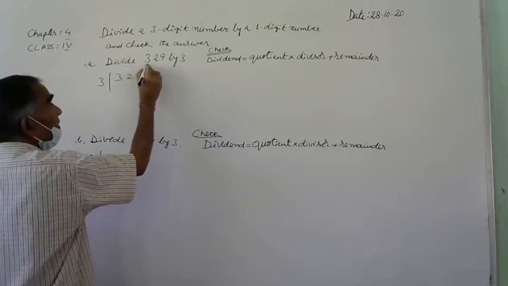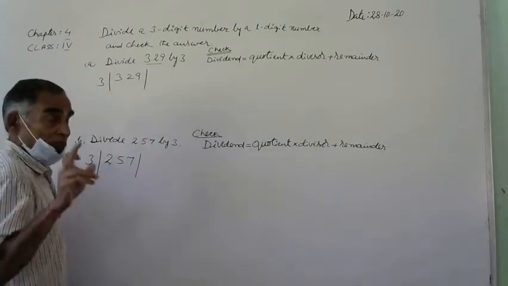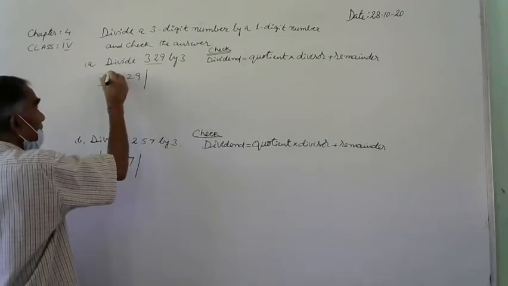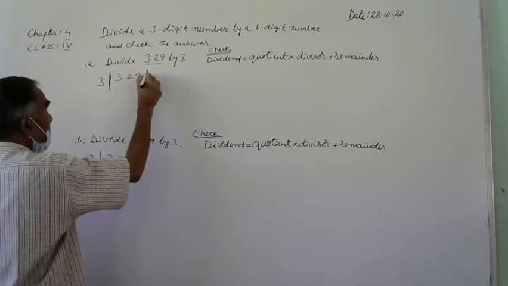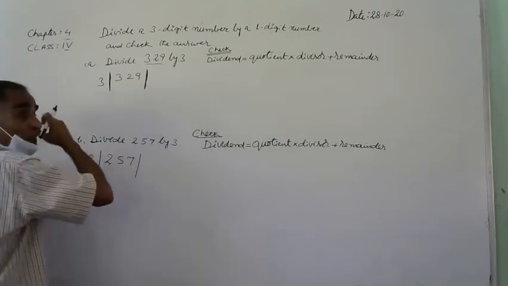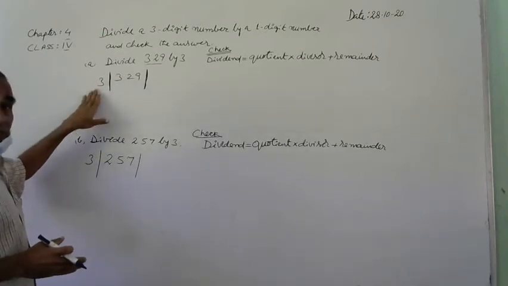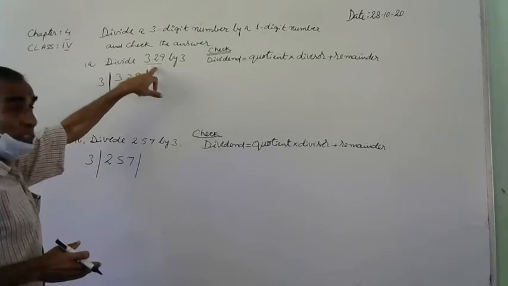This 329 is called the dividend. This 3 is called the divisor. You have to remember. You write 329 and draw two lines on both sides of it, like this. Then on the left side of the dividend, you write the divisor. Here 3 is the divisor, and this is the dividend.